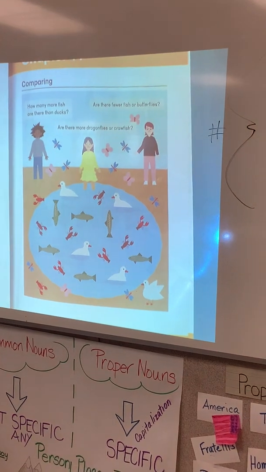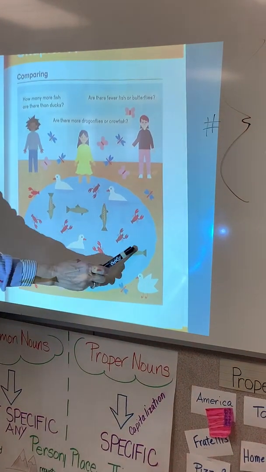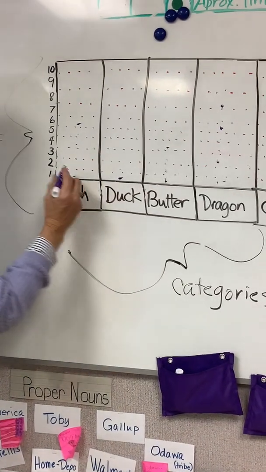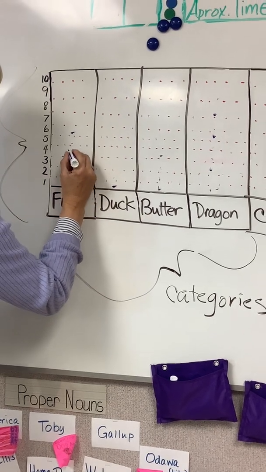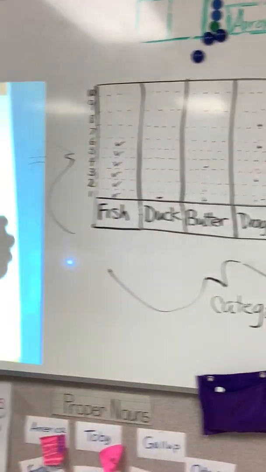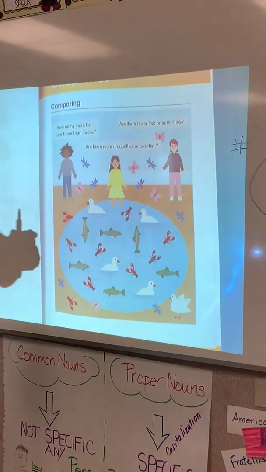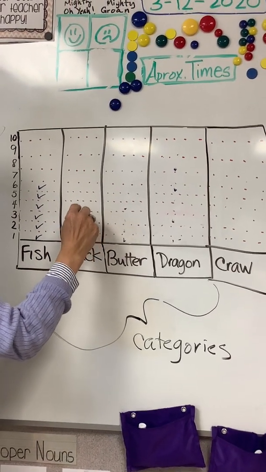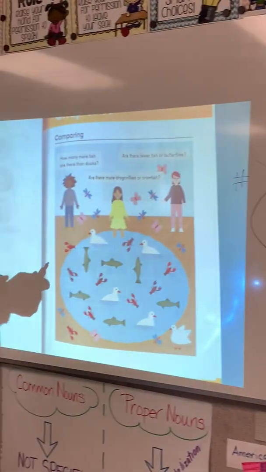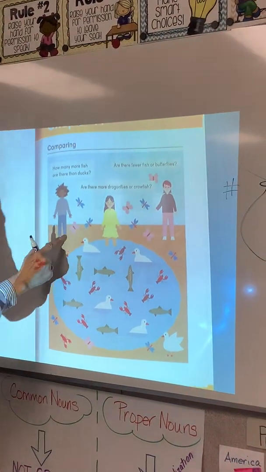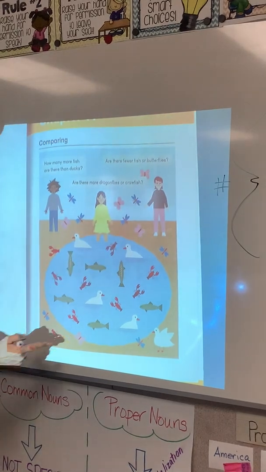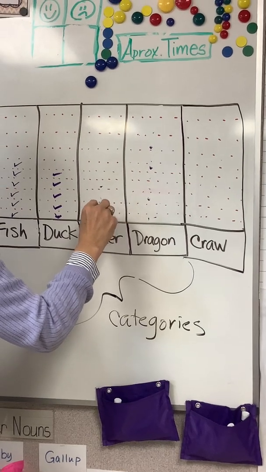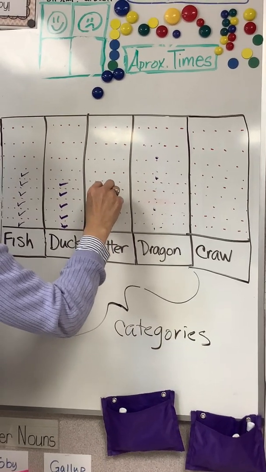Do you remember how many fish there are? Let's count them. 1, 2, 3, 4, 5, 6. 6 fish. I'm going to use my purple marker so I can do the little 1, 2, 3, 4, 5, 6. How many ducks are there? 1, 2, 3, 4, 5. Butterflies. I gotta count the pink ones. 1, 2, 3, 4, 5.